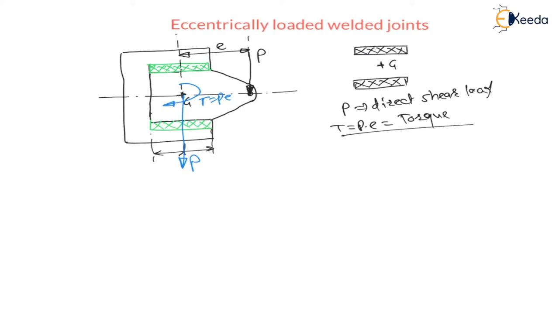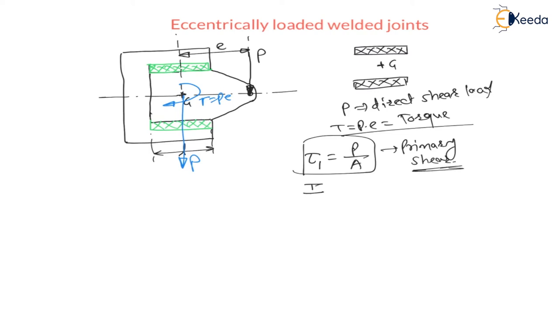Therefore, because of direct shear load P, there will be a direct shear stress tau. Let us say tau 1 is direct shear stress or primary shear stress, which is nothing but P divided by area. This is called primary shear stress, because of direct force. And because of torque, there will be torsional shear stress, which is from T by J is equal to tau by R. Let us say this is tau 2. Tau 2 is equal to T by J into R. It is called torsional shear stress, which is called secondary shear stress. Now here, this welded joint is subjected to primary shear load because of direct shear force P, as well as secondary shear load because of torsional moment.